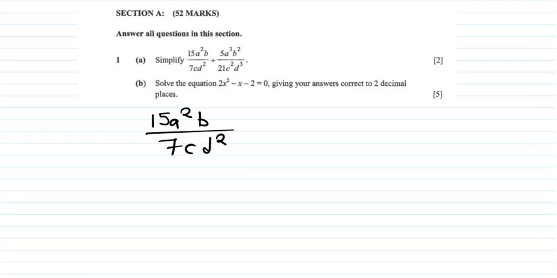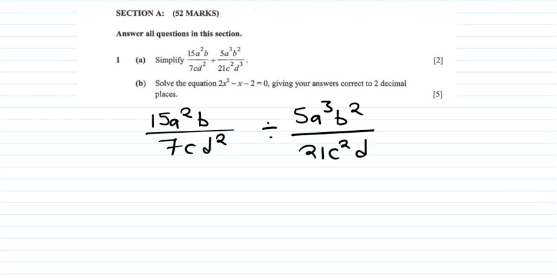So without wasting much of your time, this is divided by 5a cubed b to the power 2 over 21c squared d cubed. So the question is saying simplify this. Okay, this is the way it's been given to us. Whenever you see division, division can be written as multiplication by exchanging these. So this same question we're going to write on the next page.